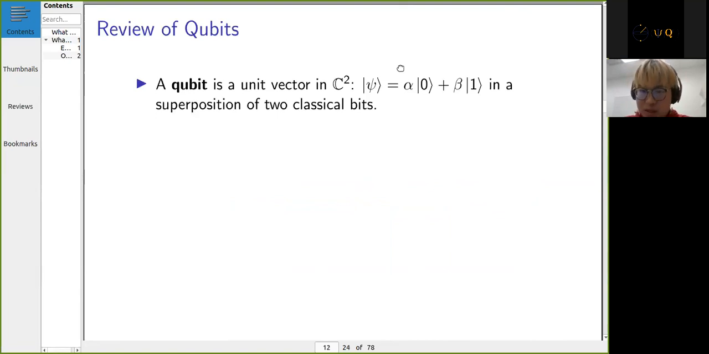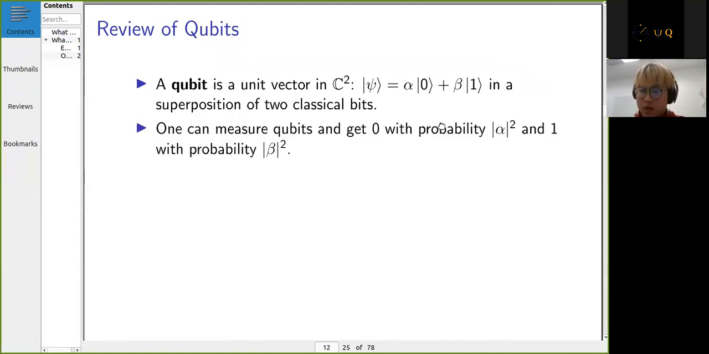So let's start with the very fundamentals of quantum computing. Quantum computing starts with the idea of qubits, where every qubit can be described by a two-dimensional unit vector, a superposition of two bits, 0 and 1. And there's an operation called measurement, where, given any qubit with amplitudes alpha and beta, 0 is obtained with probability the norm of alpha squared, and 1 is obtained with the norm of beta squared.